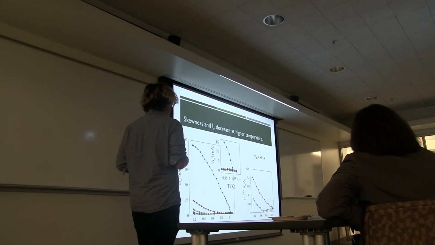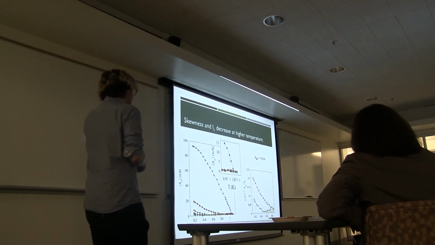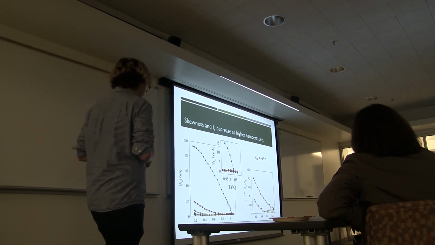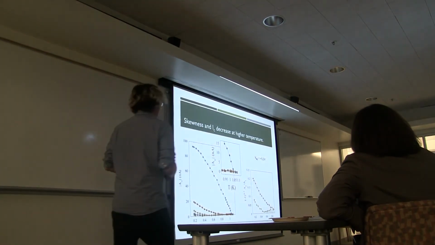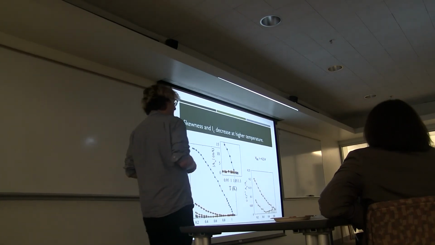And again, we can plot the shape. So this is minus A2 over A1 and A3 over A1. And you can see that they grow strongly as you go to lower and lower temperatures. This is what we expect if we take this Andreev bound state picture in a short junction, but the exact shape doesn't exactly match.